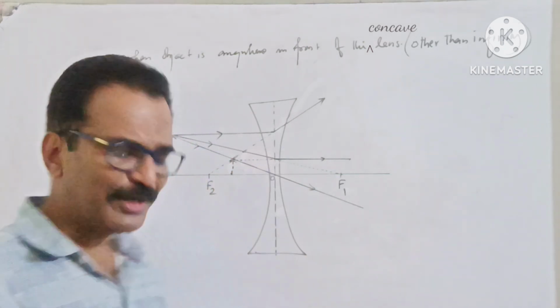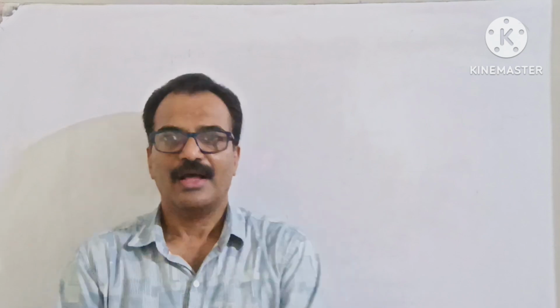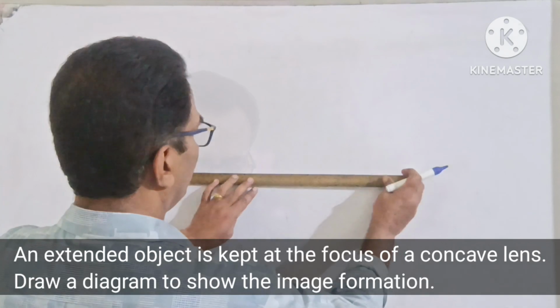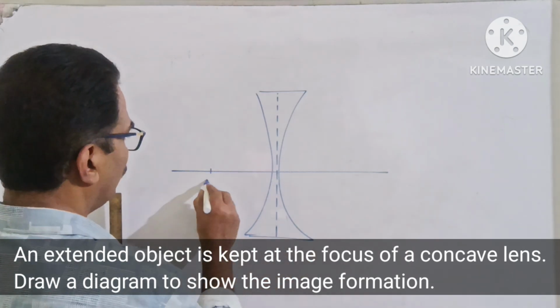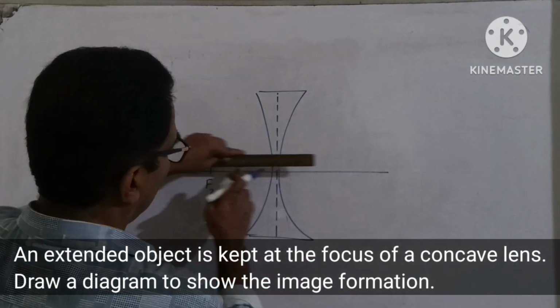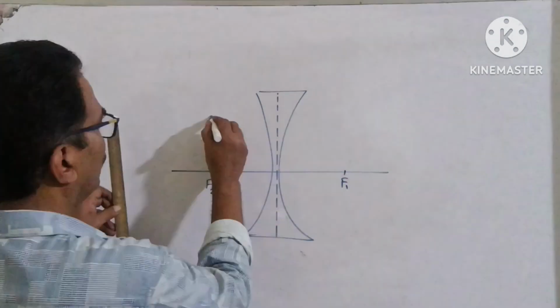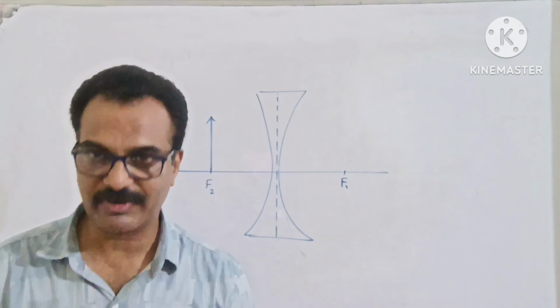To check whether you understood or not, I will give one question for you and I will stop this class. An object is kept. Object means an extended object, not a point source. An object is kept at the focus of a concave lens. Draw a diagram to show the image formation. As per my question, this is a concave lens, with focus f2 and f1, and I said the object is kept here at the focus. Your work is to copy and complete the diagram to show the image formation. Do that fast.